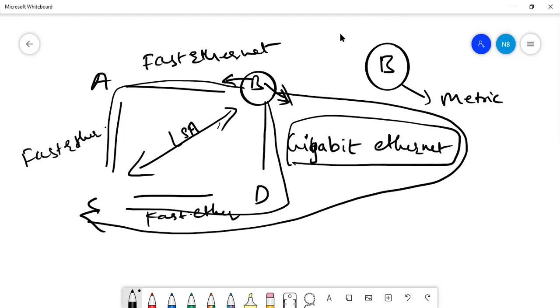Okay. So B wants to send a message by using a higher bandwidth. If B to D has the higher bandwidth, the gigabit, then it will take this approach. The fast Ethernet, the second approach, will not be taken because the higher bandwidth is the metric which is used in the OSPF protocol.